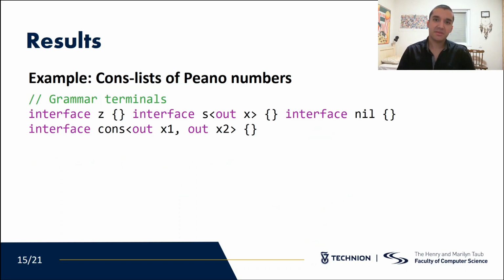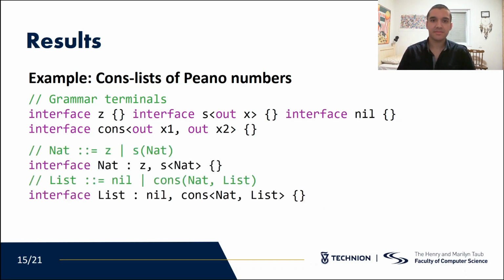To encode this grammar in a subtyping machine, we first encode the grammar terminals. Notice that we use covariance in the type parameters. Next, we encode the grammar productions. Each production is directly encoded as an inheritance rule. For example, a natural number is derived to Z or S of natural number, and therefore interface NAT inherits from Z and from S of natural number.